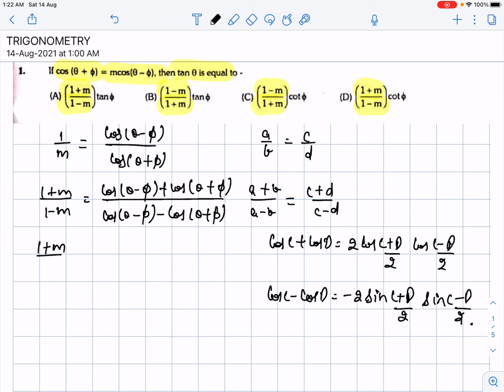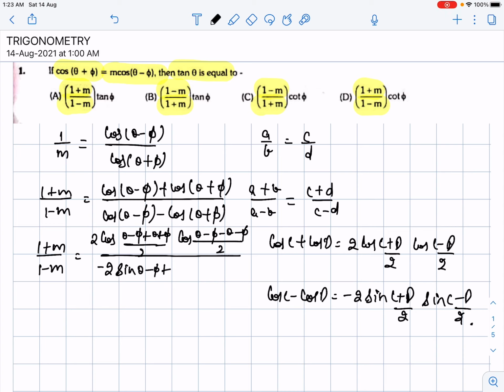So (1 plus m) divided by (1 minus m) is equal to 2 cos((C plus D) by 2), that means [(theta minus phi) plus (theta plus phi)] divided by 2, and cos((C minus D) by 2), that means [(theta minus phi) minus (theta plus phi)] divided by 2, whole divided by minus 2 sin((C plus D) by 2), that is [(theta minus phi) plus (theta plus phi)] divided by 2, and sin[(theta minus phi) minus (theta plus phi)] divided by 2.